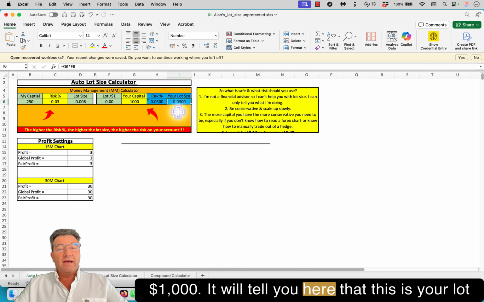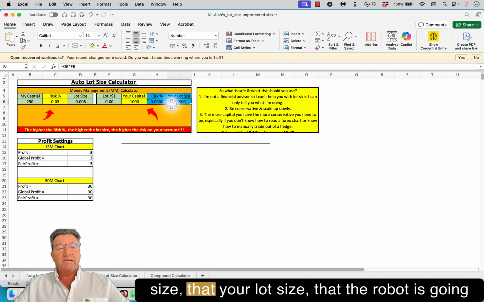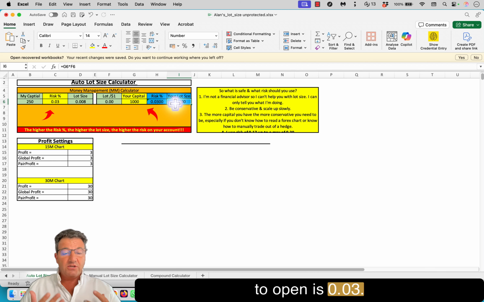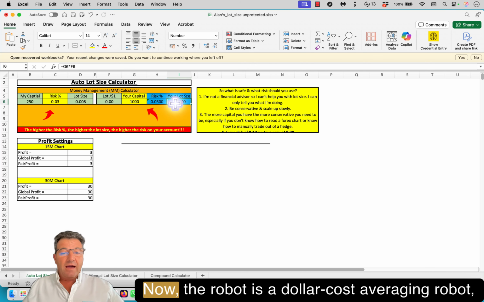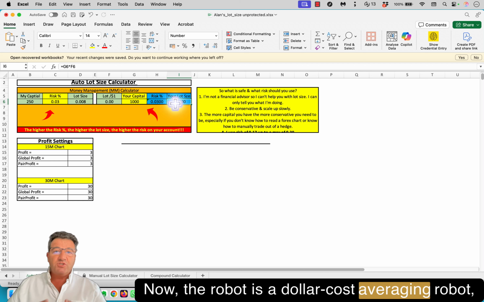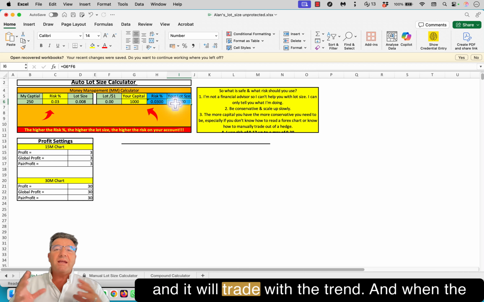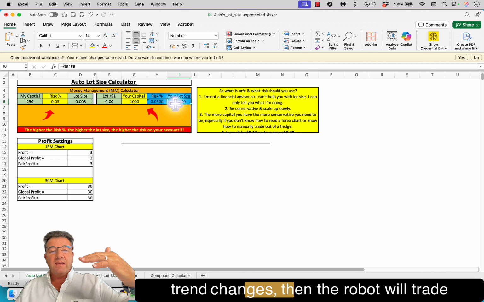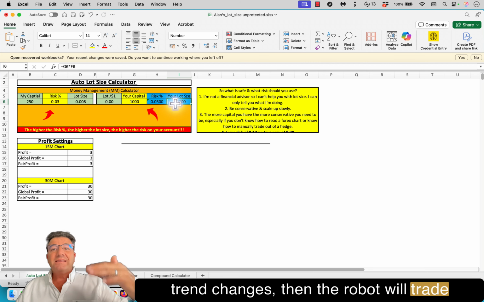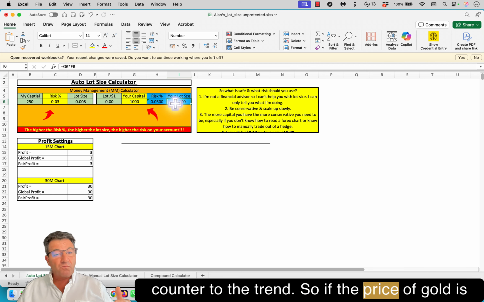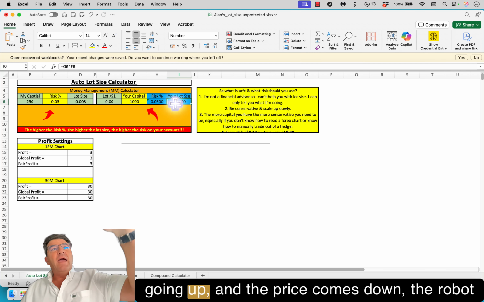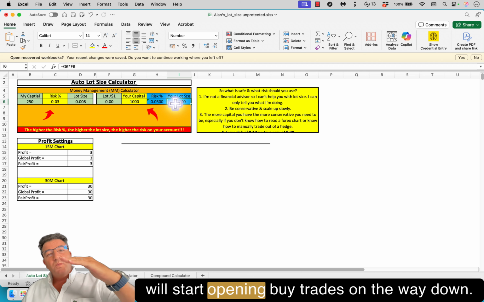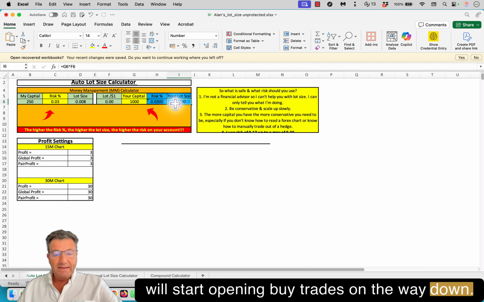It'll tell you here that this is your lot size, that the lot size the robot is going to open is 0.03. Now, the robot is a dollar cost averaging robot, and it will trade with the trend. And when the trend changes, then the robot will trade counter to the trend. So if the price of gold is going up and the price comes down, the robot will start opening buy trades on the way down.